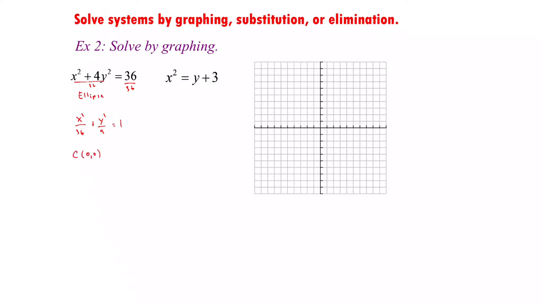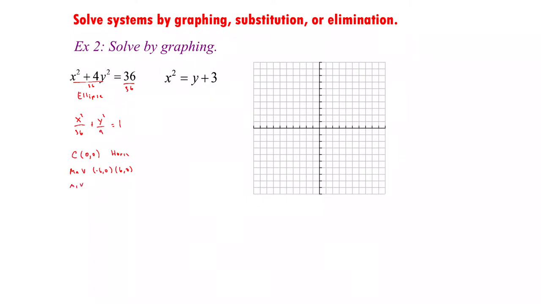That leaves us with a center at 0, 0. It will be horizontal because the a squared, which is underneath your x squared, is 36. It's the largest number. So we know that the major vertices will be at negative 6, 0, and 6, 0 because it's horizontal. The minor vertices will change your y value.